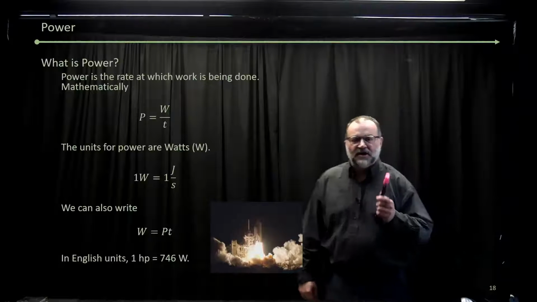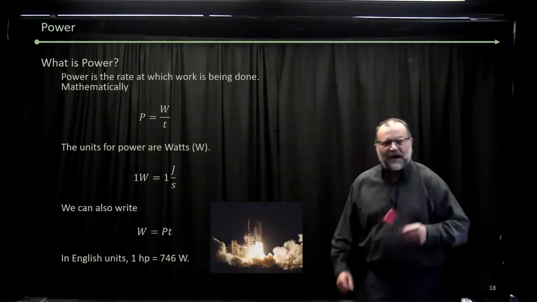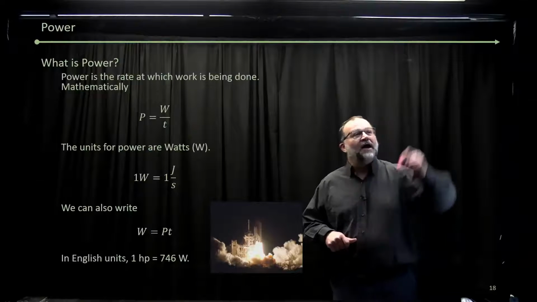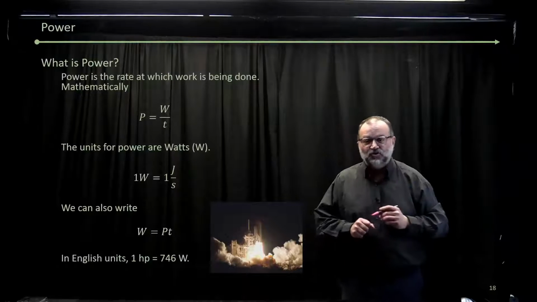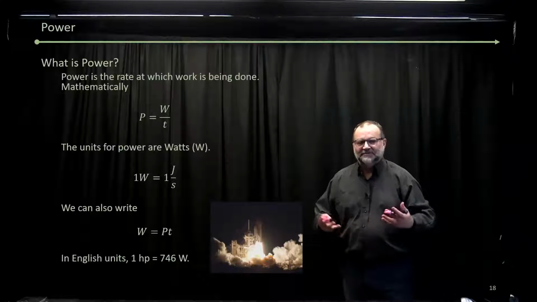Power is work done over time, the rate at which work is done. The units of power are watts, so a watt is, from this, a joule per second. We also write work is power times time.